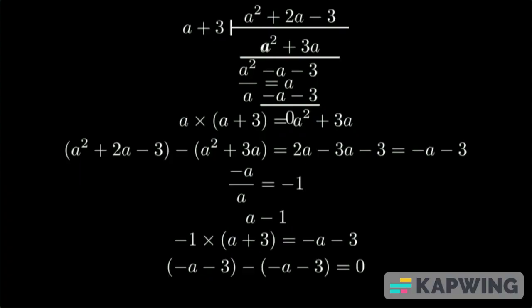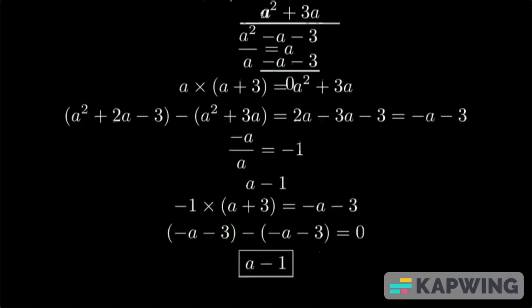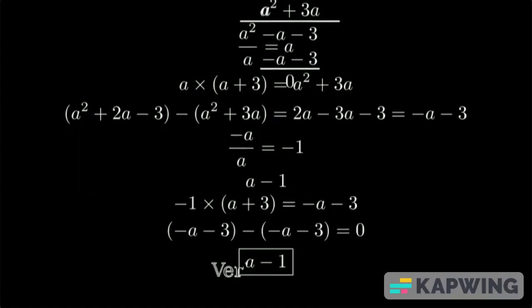Finally, we subtract this result from our previous remainder. Negative a minus 3 minus negative a minus 3 equals 0. Since our remainder is 0, the division is exact, and our answer is a minus 1.